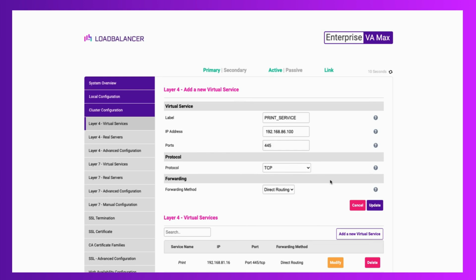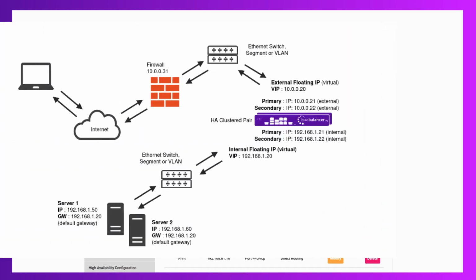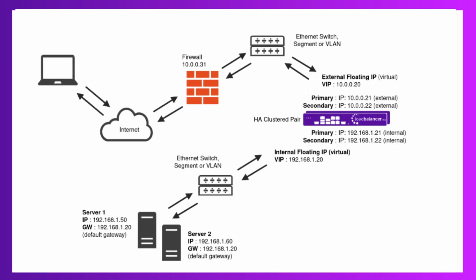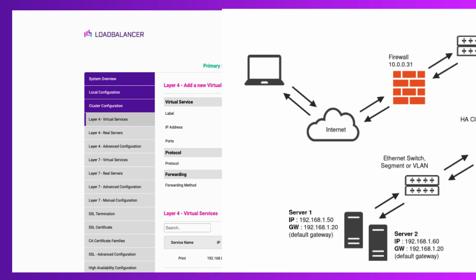Then we have forwarding method. Direct routing: ultra-fast local server-based load balancing. Recommended for high throughput, the return traffic goes directly back to the client, rather than via the load balancer. NAT, Network Address Translation: fast Layer 4 load balancing that can be used in a cloud environment for high-performance solutions, usually used in 2-arm deployments.